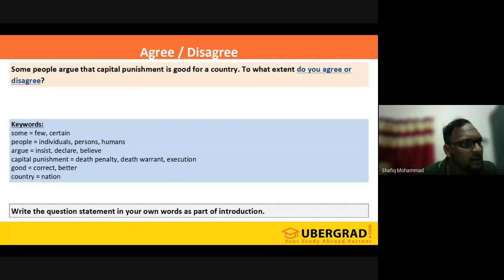Okay, Iram has said, "Sir, can we use templates for writing essay?" What kind of templates you want to use, Iram?